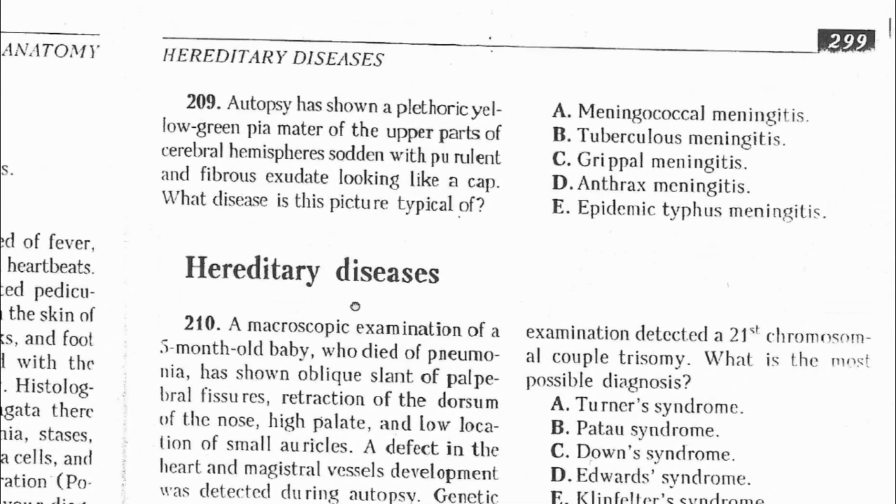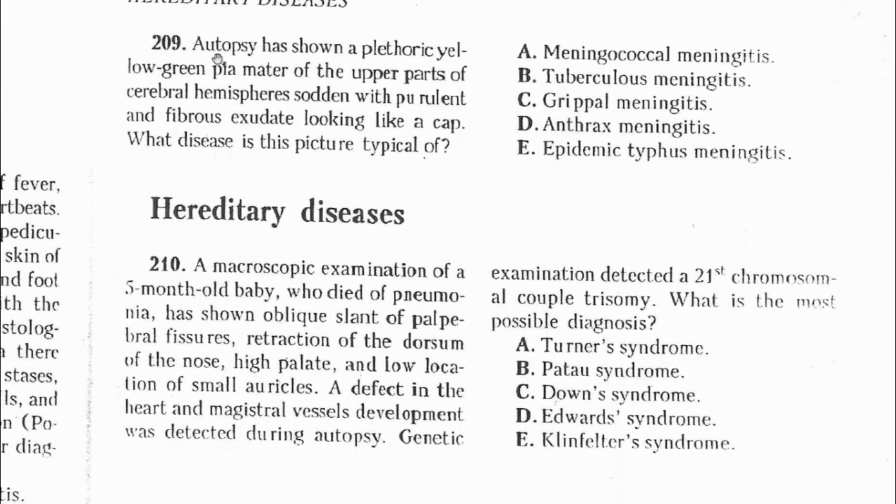Okay, 2 more questions and we are done now. Oh, I'm so happy. Autopsy has shown a plethoric yellow-green pia mater. Plethoric yellow-green means what? Pus. Of the upper part of the cerebral hemisphere, sodden with purulent and fibrous exudate looking like a cap. What disease is this picture typical of? It's your same guy. Meningococcal meningitis. So it's A.